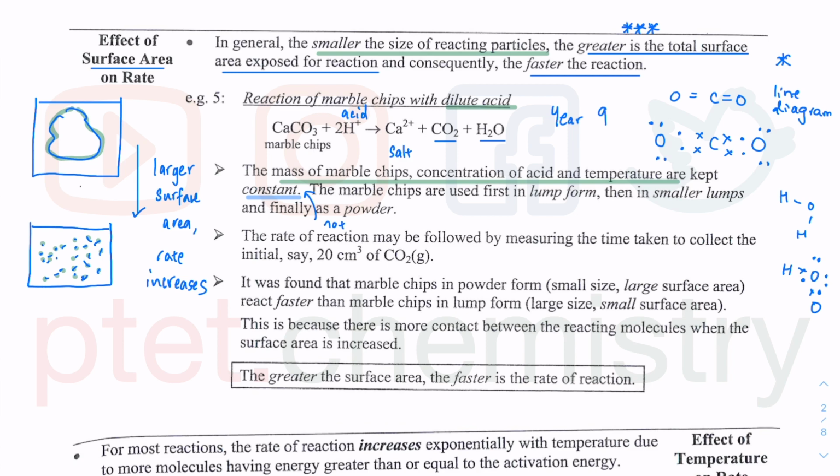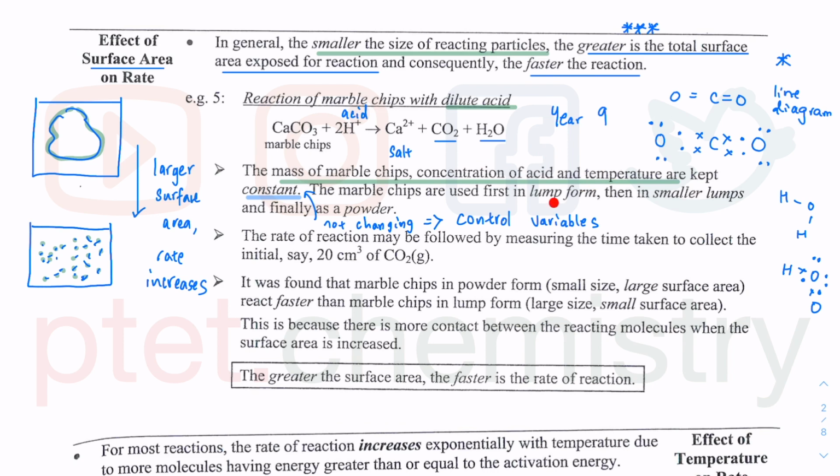Constant means not changing. You do not want it to change because it is not what you want to investigate. As you want to investigate surface area here, you keep all the other factors that could affect the rate of reaction constant. That is what you call control variables. I briefly talked about this towards the end of the last tutorial when I talked about concentrations. Control variables are the things that could affect your reading, your rate of reaction, but you keep them constant because you don't want to investigate changing these factors.